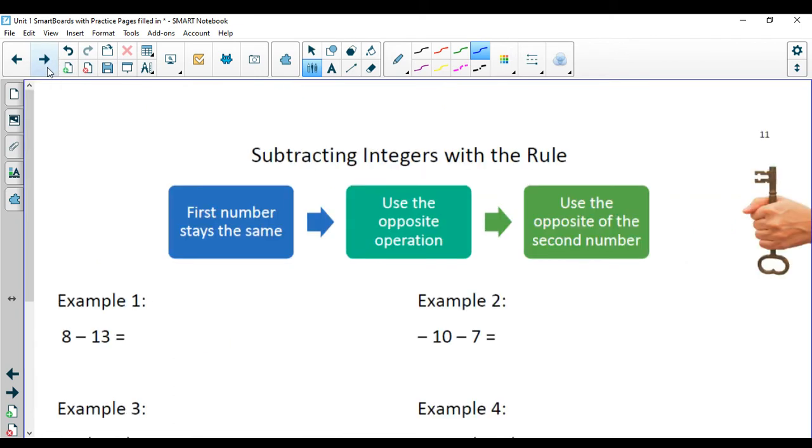So what's the deal? We're going to talk about the rule now, because we talked about working with number lines, and now it's time for the rule. Here's the deal: the first number just stays the same. Use the opposite operation, in other words, change it to addition. And then you take the next number and make it the opposite.